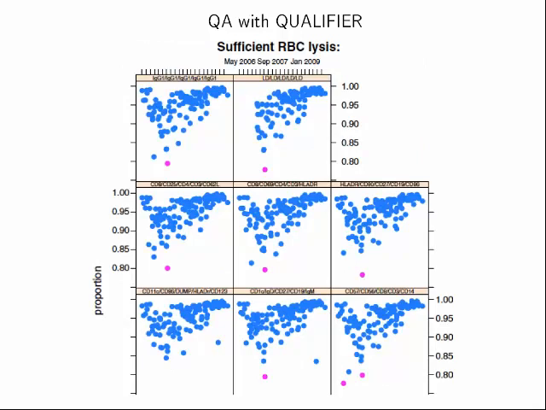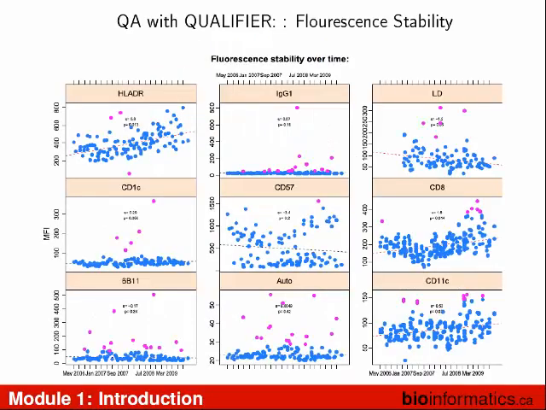Has there been enough RBC lysis? These don't look like every other sample. You might want to check those. Again, it depends on what questions I'm asking. What are the kinds of things that could go wrong? And you have to write checks for those. This is where being smart about your science works in.